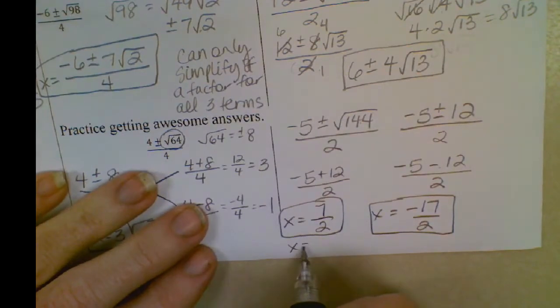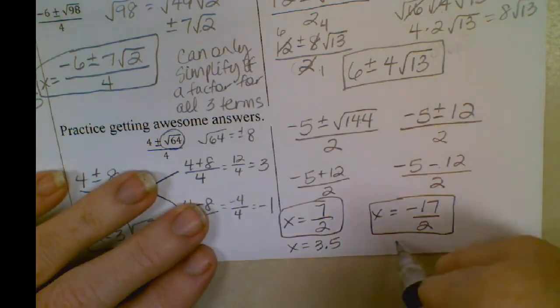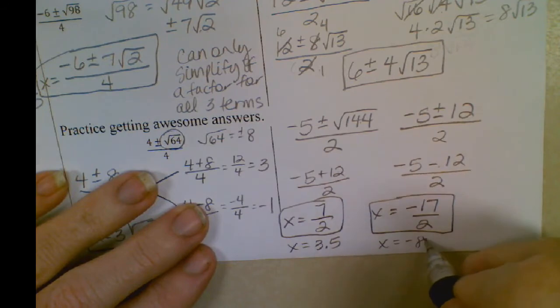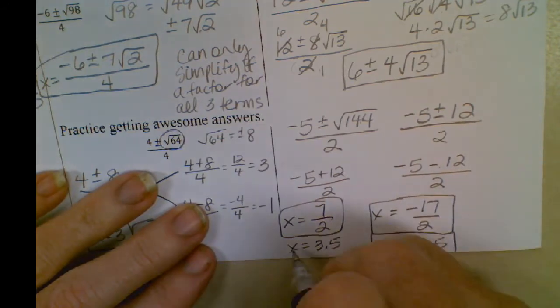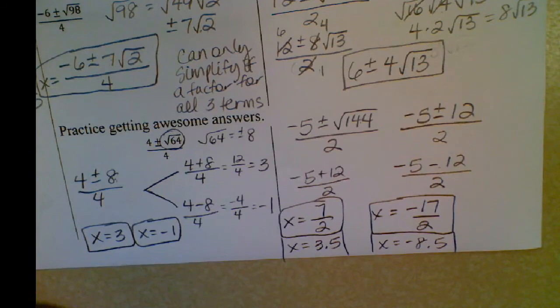You certainly could change these to decimal form. They would make your graphing a little bit easier. Either way is completely acceptable. Okay, good job.